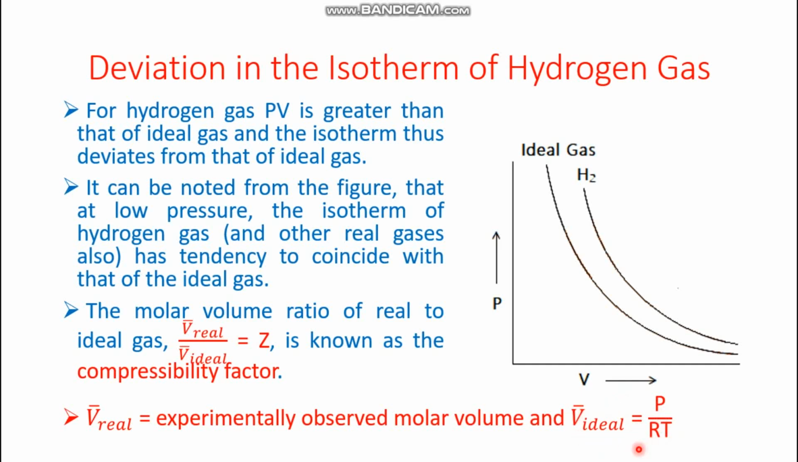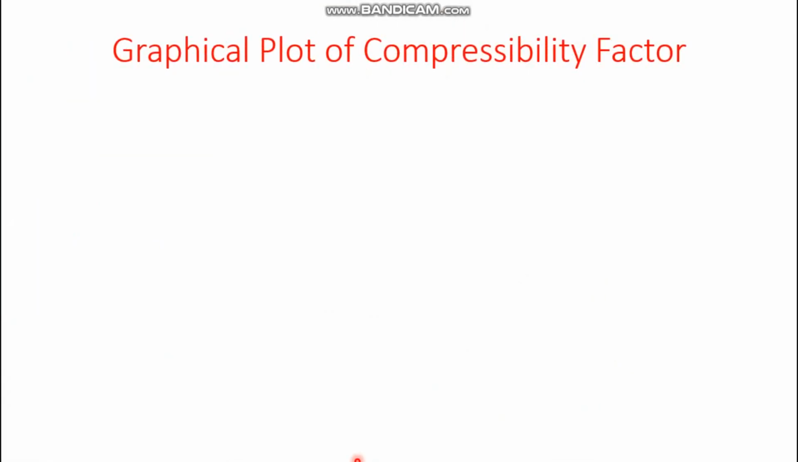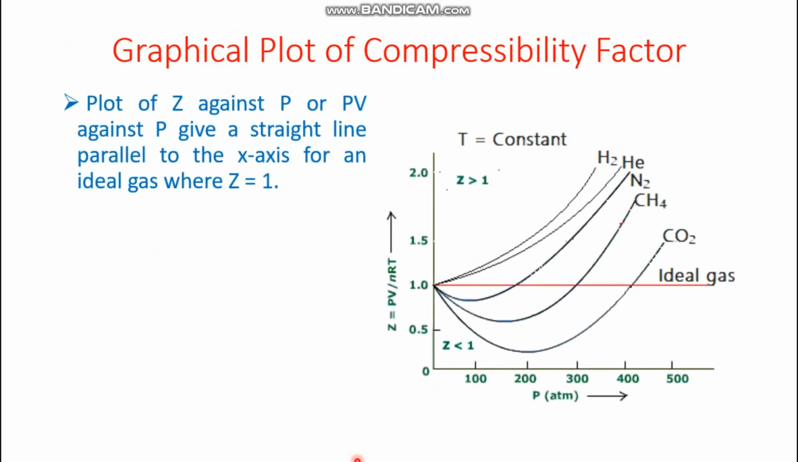But this is different from the real gas value. Therefore this value can only be obtained from the experimental results. So this ratio, V bar real over V bar ideal, is known as the compressibility factor. And if the compressibility factor is plotted against pressure, then these types of curves are obtained.